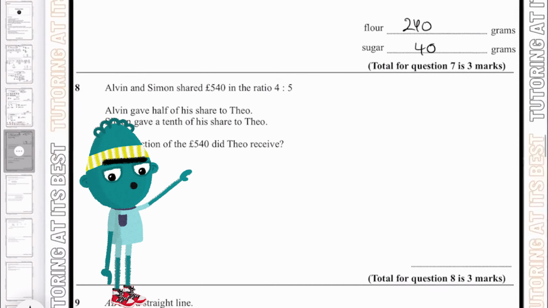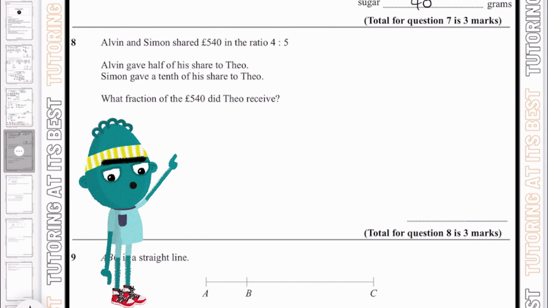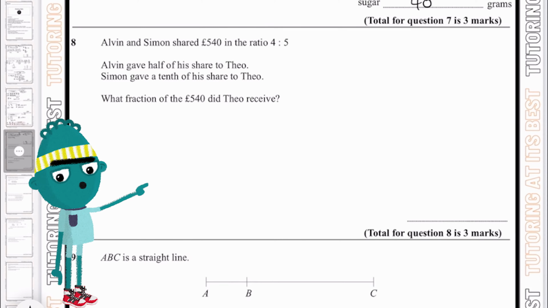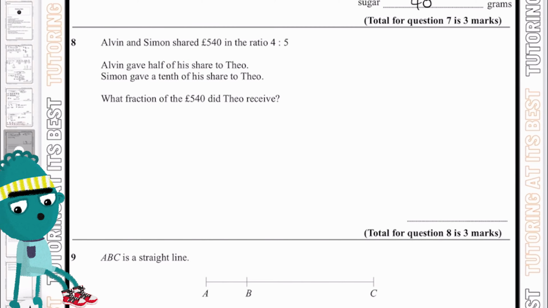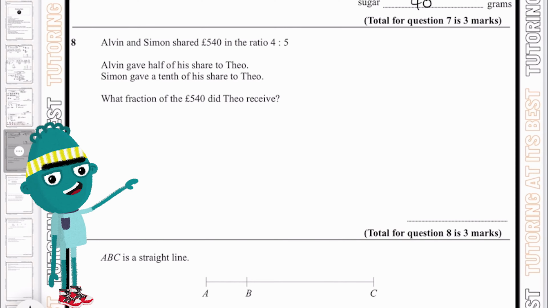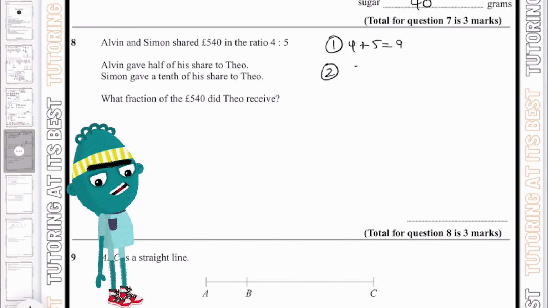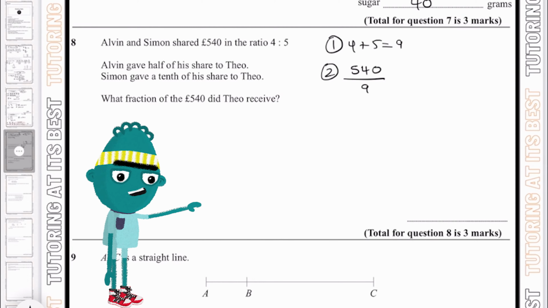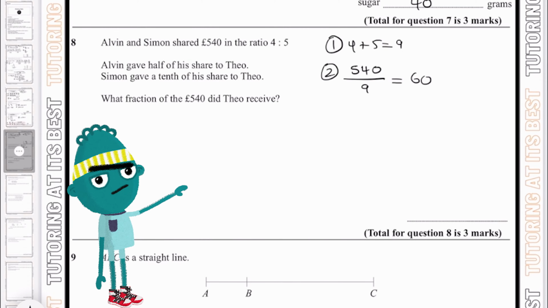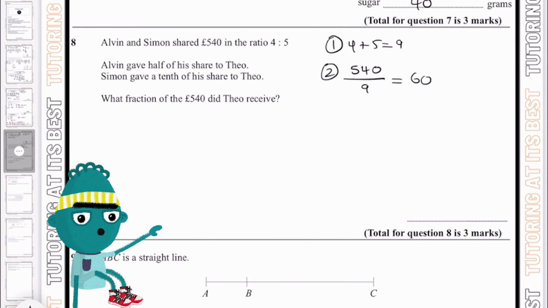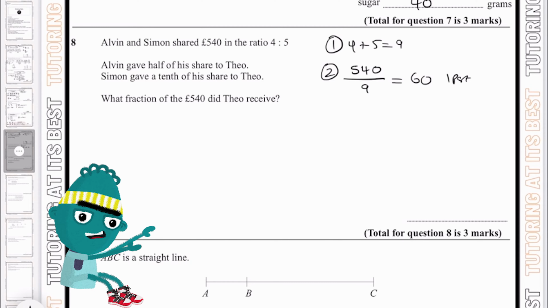Okay, question number 8. Alvin and Simon share £540 in the ratio of 4 to 5. And Alvin gave half of his share to Theo, and Simon gave a tenth of his share to Theo. So what fraction of £540 did Theo receive? So the first thing I'm going to do is add my ratio, and then I'm going to divide 540 by 9, which gives me 60. So now I know one ratio part equals 60.